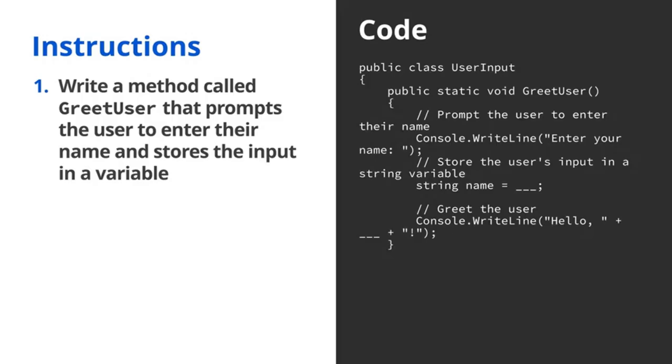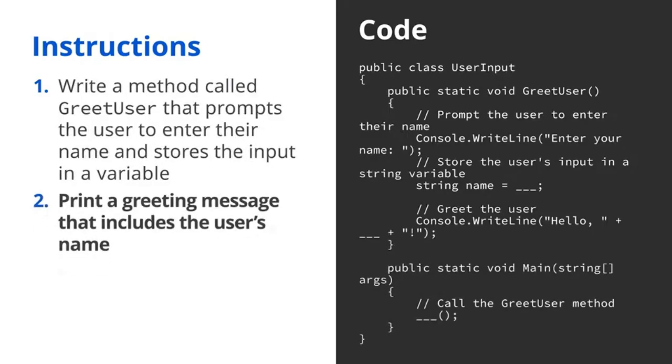To capture the user's input, we use console.readLine. This waits for the user to type something and then stores that input as a string, which is a sequence of characters like a word or sentence. We store the user's input in a variable called name. Once we have the user's name stored in name, we can use console.writeLine to display a personalized greeting.